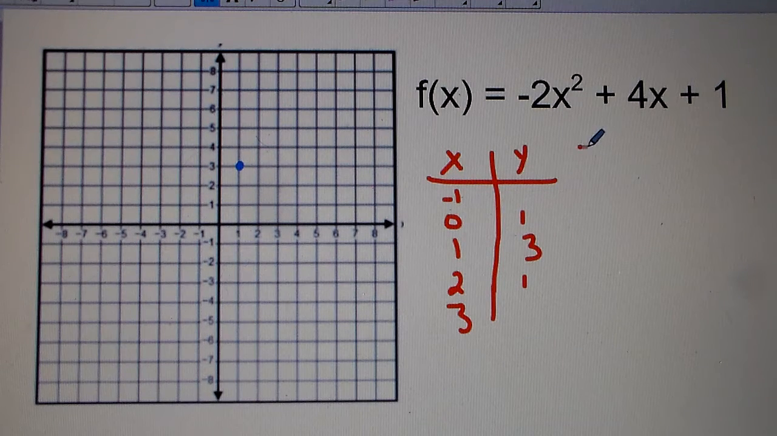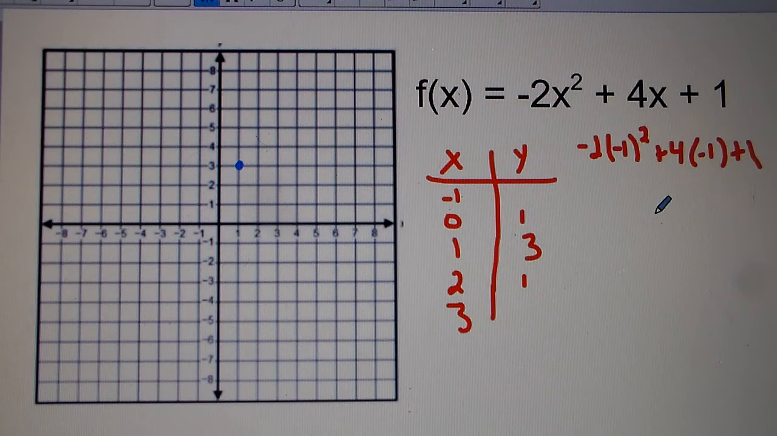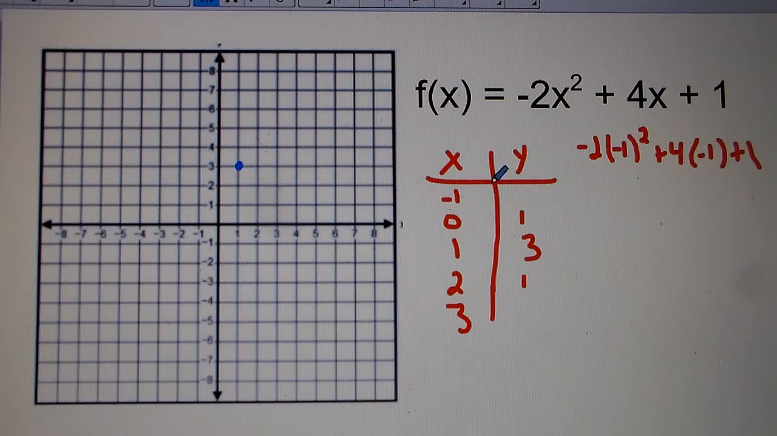I put negative 1 in. Negative 2 times negative 1 squared plus 4 times negative 1 plus 1. We're going to crunch that on the calculator. So negative 2 parentheses negative 1 close parentheses squared plus 4 times negative 1 plus 1. We're going to get an answer of negative 5. So that's negative 5, and that's going to be negative 5.